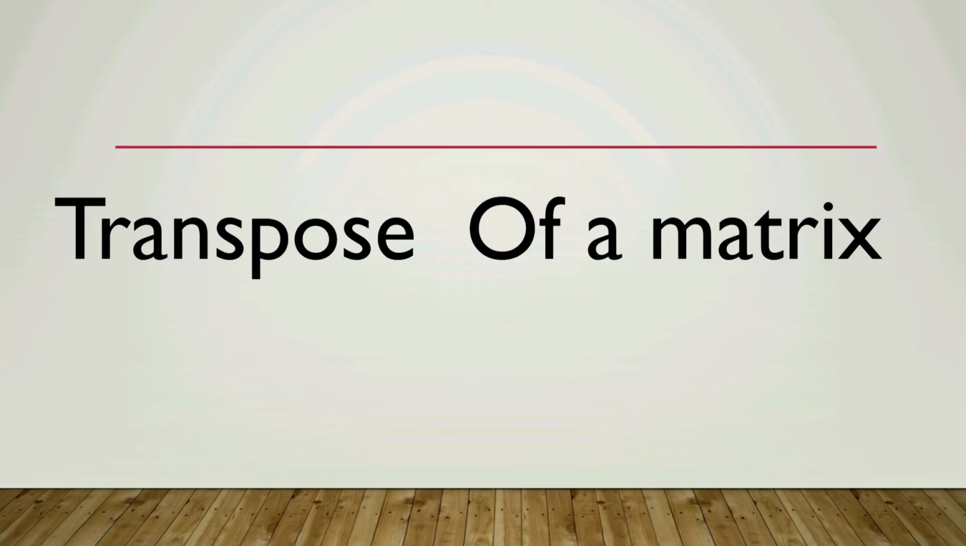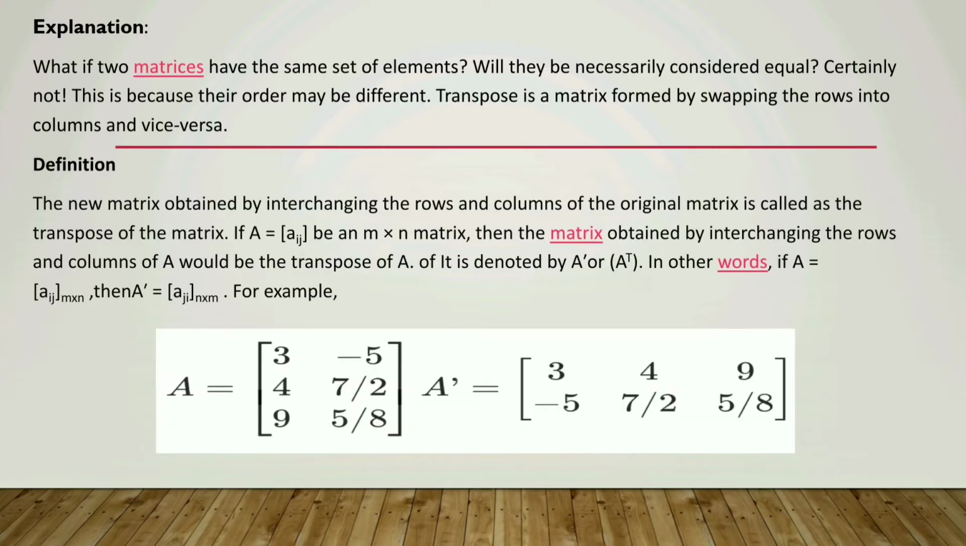Now today, I am going to explain to you the transpose of a matrix. What if two matrices have the same set of elements? Will they necessarily be considered equal? Certainly not. This is because their order may be different. Transpose is a matrix formed by swapping the rows into columns and vice versa.